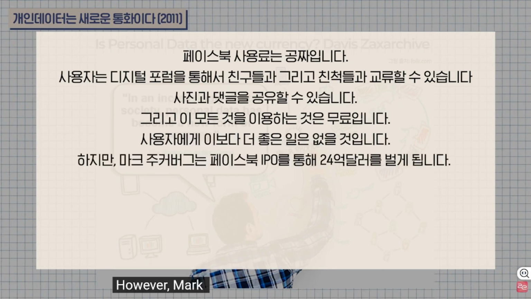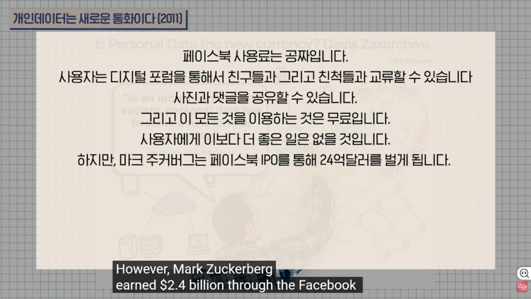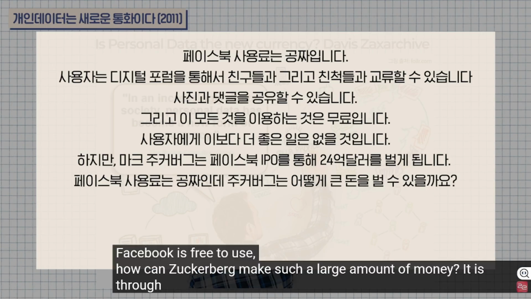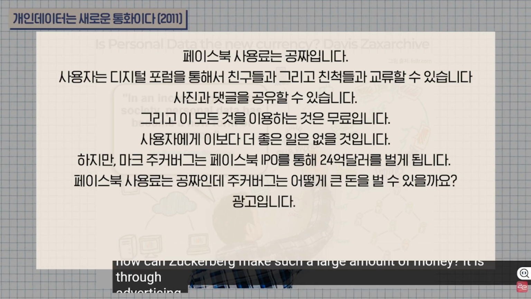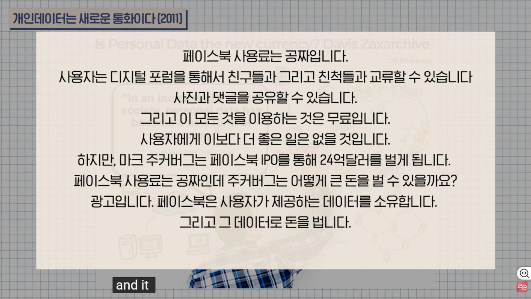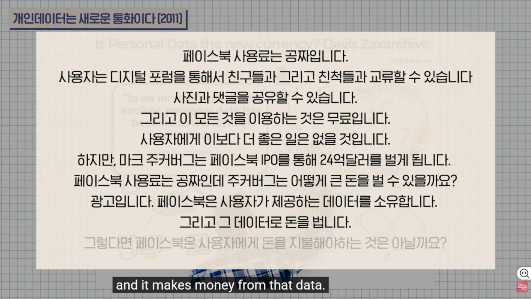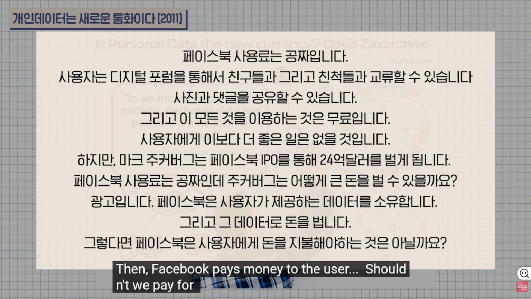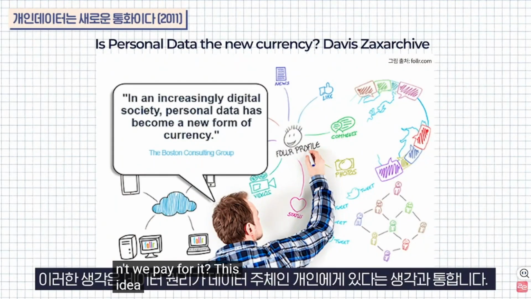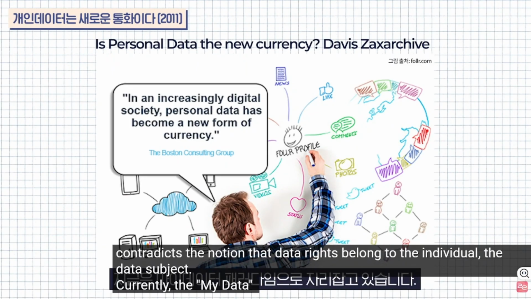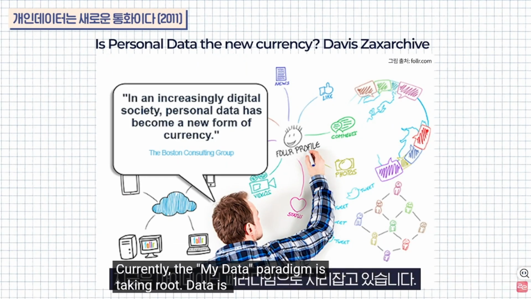하지만 마크 주커버그는 페이스북 IPO를 통해 24억 달러를 벌게 됩니다. 페이스북 사용료는 공짜인데 주커버그는 어떻게 큰 돈을 벌 수 있을까요? 광고입니다. 페이스북은 사용자가 제공하는 데이터를 소유합니다. 그리고 그 데이터로 돈을 법니다. 그렇다면 페이스북은 사용자에게 돈을 지불해야 하는 것은 아닐까요? 이러한 생각은 데이터 권리가 데이터 주체인 개인에게 있다는 생각과 통합니다. 지금은 마이데이터 패러다임으로 자리 잡고 있습니다.